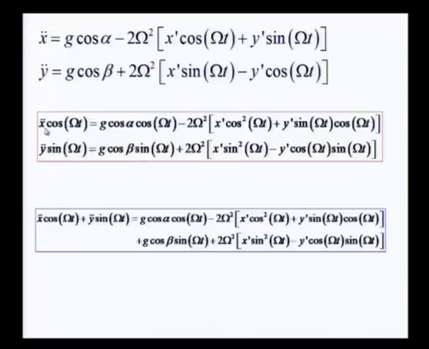I get x double dot cosine omega t plus y double dot sine omega t on the left hand side, and the right hand side is just a sum of everything that you find on the right hand side of these two equations. So, you really do not have to write down these equations, all you have to do is to add them up when you work it out for yourself.